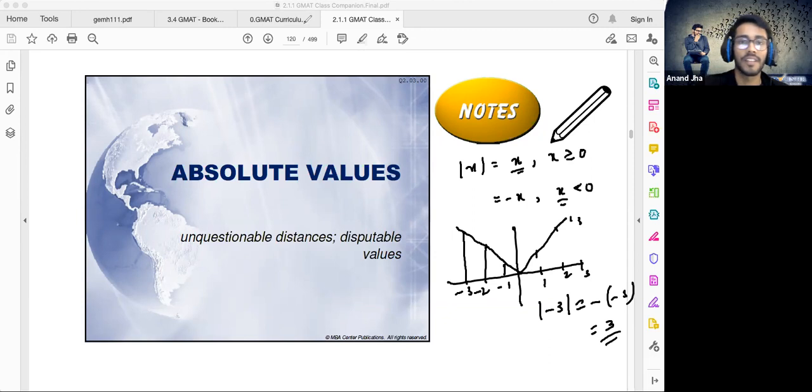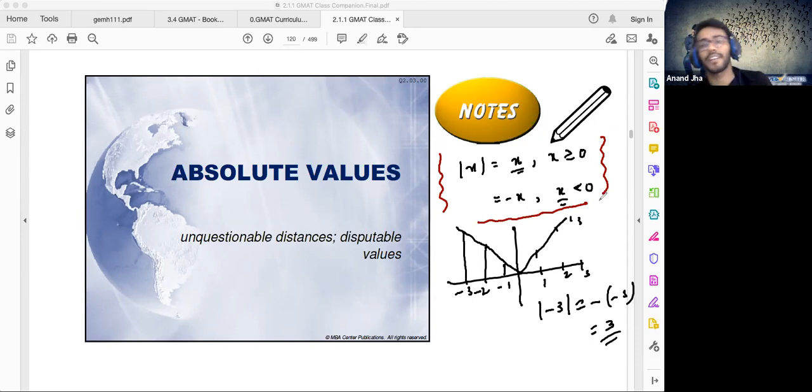So remember this. This is very, very important. Note it down somewhere. Mod x is x when x is greater than or equal to 0. Mod x is minus x when x is less than 0.